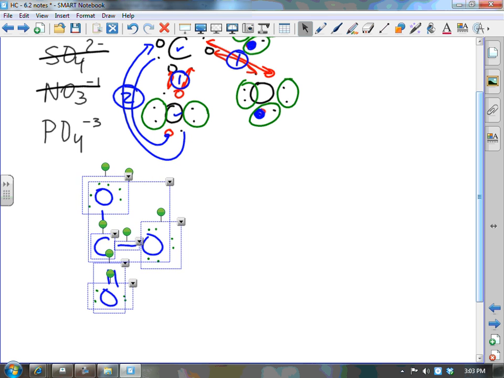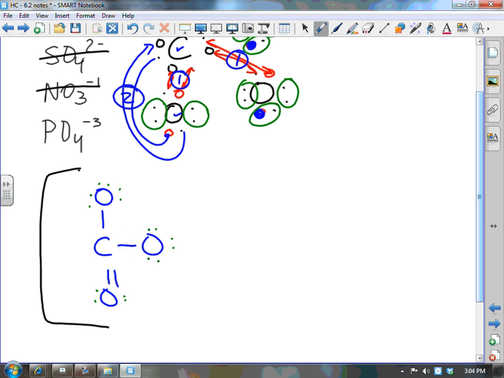Now, if we do this correctly, the last thing we need to do is put a bracket around this structure and say it has a 2 minus charge. So that means that this structure has 2 more electrons than normally what a carbon and 3 oxygens would have. Let's double check. Carbon has 4 electrons. We have 3 oxygens that each have 6, plus the extra 2 electrons, for a total of 24.